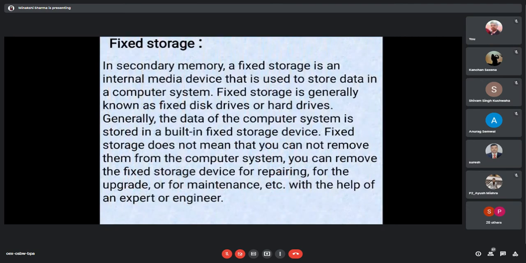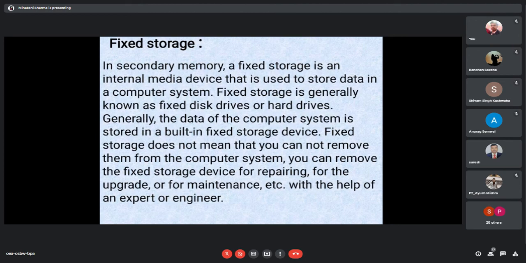There are two types of secondary storage. One is fixed storage and the second one is removable storage. In secondary memory, fixed storage is an internal media device that is used to store data in a computer system. Fixed storage is generally known as fixed disk drives or hard drives. Generally, the data of a computer system is stored in a built-in fixed storage device.